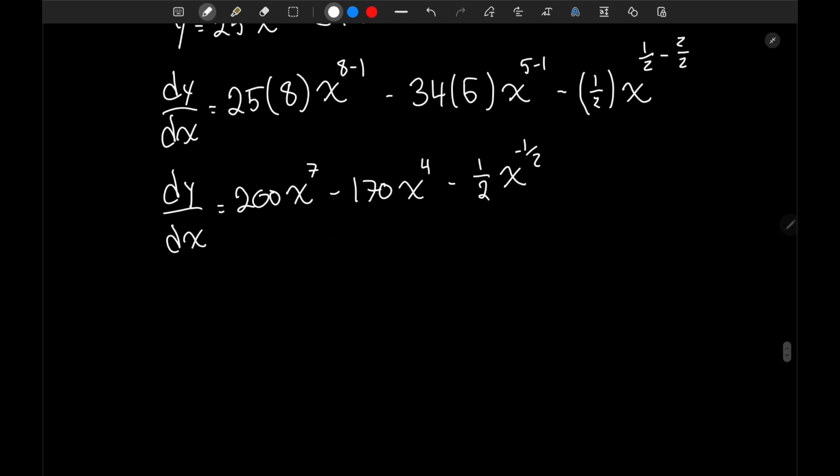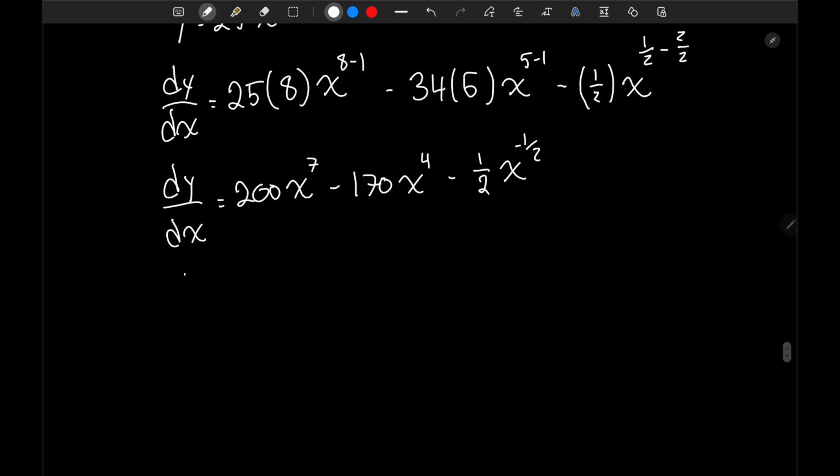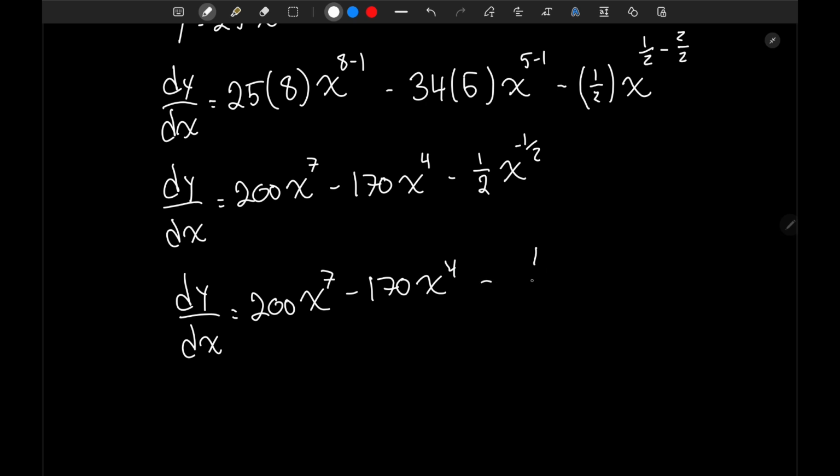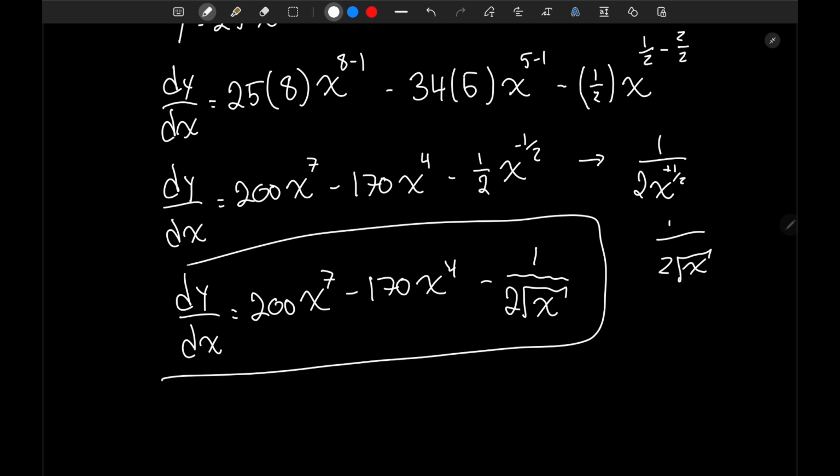Now if we rewrite this all with positive exponents, we will have dy over dx is equal to 200 x to the 7 minus 170 x to the 4. We're going to have minus 1 over 2 square root x. Because when we simplify this, we will have 1 over 2 x to the minus 1/2, and then this will just simplify to 1 over 2 square root of x. So this here is our final answer.